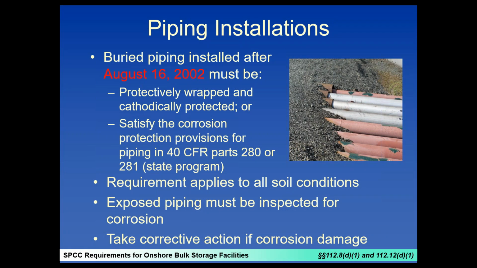After August 16, 2002, any piping that has been buried must be cathodically protected and must satisfy the corrosion standards of 280 or 281. So in other words, you're treating it like you treat piping under the UST program. It applies to all soil conditions. Whenever you expose buried piping, it must be inspected for corrosion, and you need to take corrective action.